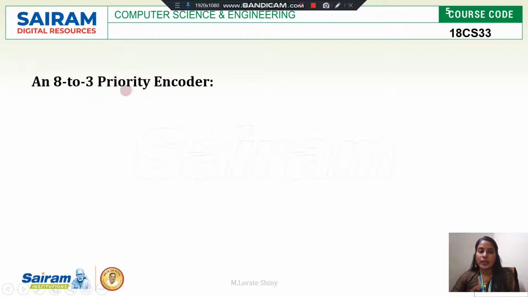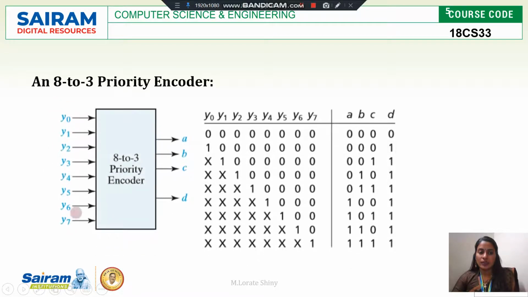Now the 8 to 3 priority encoder. The block diagram will be 8 inputs and 3 outputs. Inputs are taken as Y0 to Y7 and outputs are A, B, C. This is a priority encoder. So what is priority? Why do we need this priority?